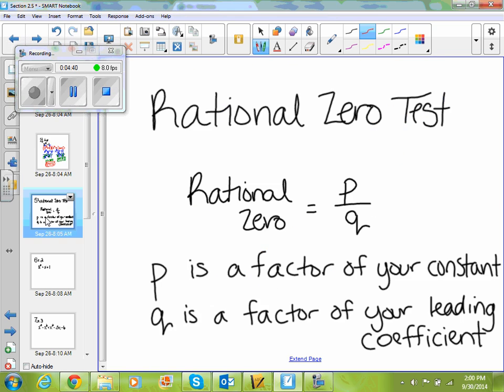Okay, so the next thing we're going to look at is our rational zero test. To figure out whether or not your polynomial has rational zeros, we take p over q. And p is a factor of your constant term, meaning your last term in your function. And q is a factor of your leading coefficient. Okay, so your first number in your function.